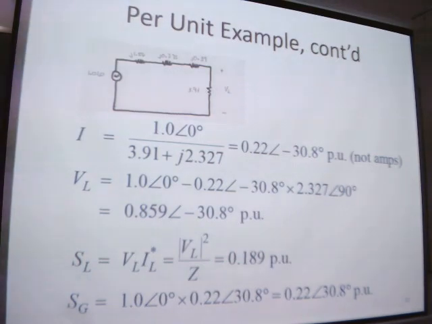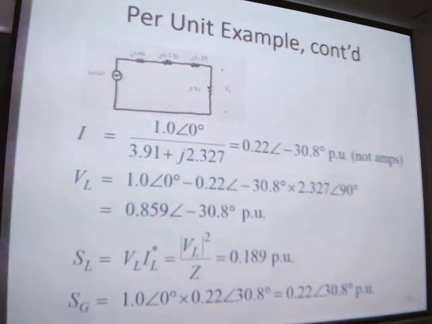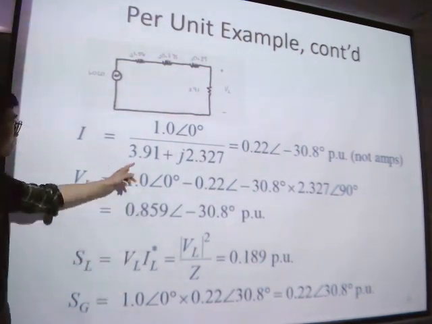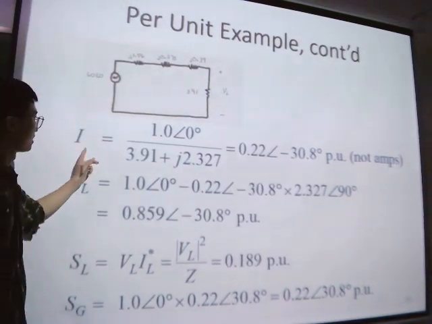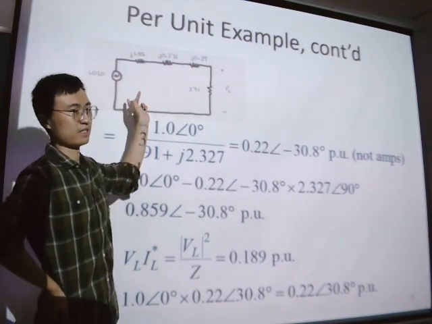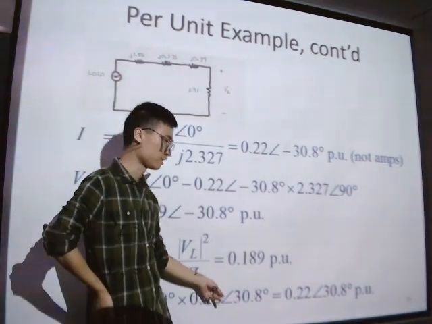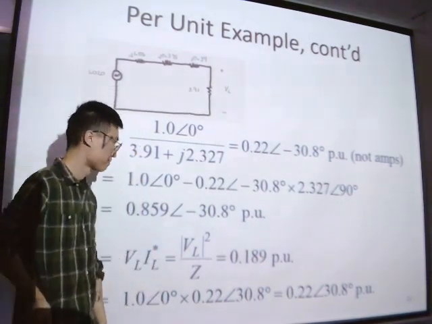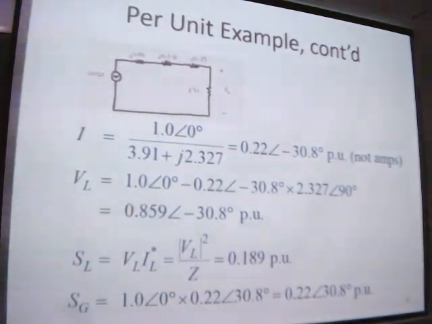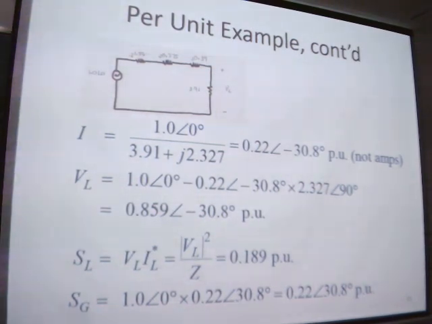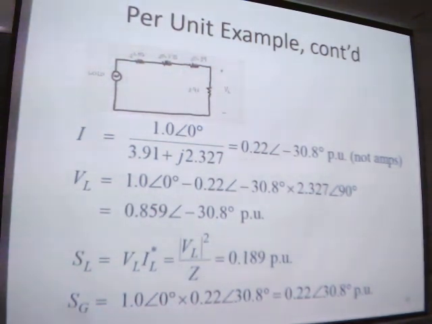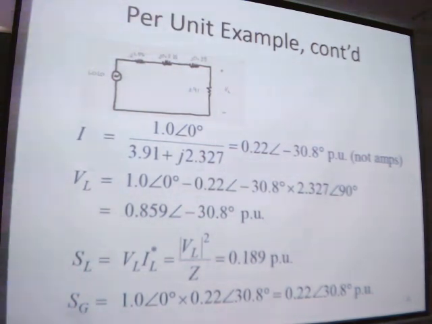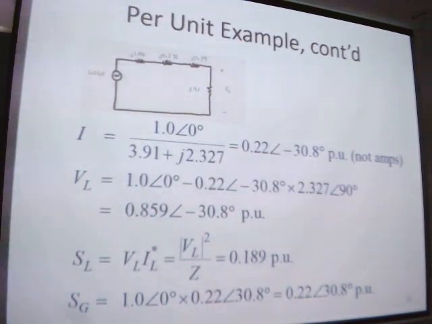So for the source of the generator, the generator voltage is here. The current, because there is a series connection, is here. So we get this. So we are getting the per unit of everything. Okay, so any questions? Yes, no.